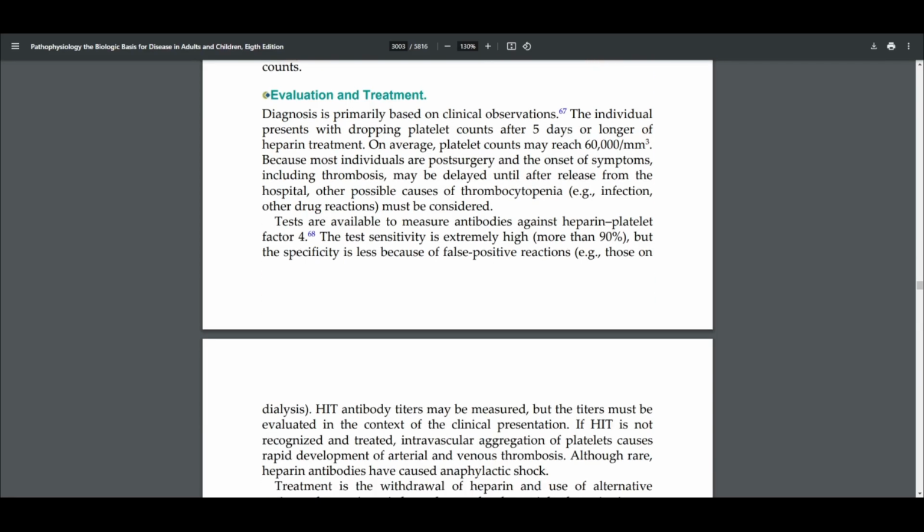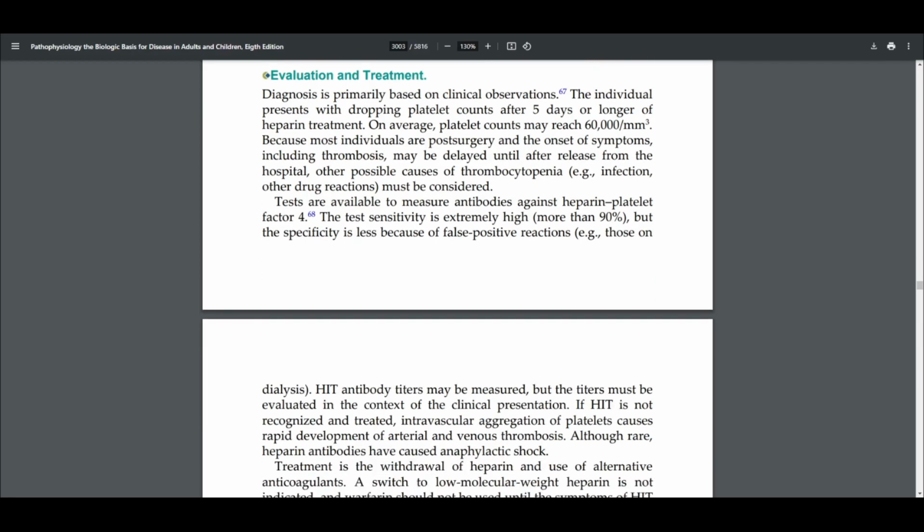So, its evaluation and treatment. Diagnosis is primarily based on clinical observations. The individual presents with a dropping platelet count after 5 days or longer of heparin treatment. On average, platelet counts may reach 60,000, and because most individuals are post-surgery, the onset of symptoms, including thrombosis, may be delayed until after release from the hospital. Other possible causes of thrombocytopenia must therefore be considered.